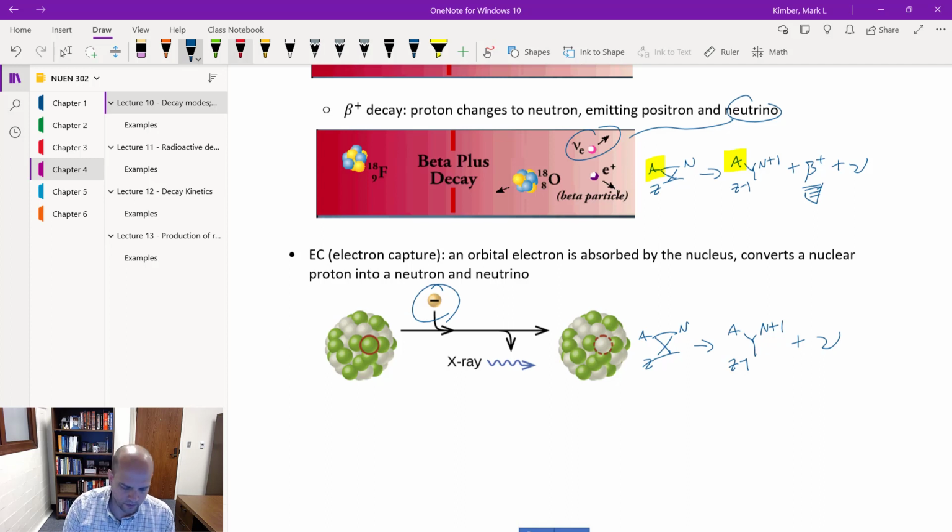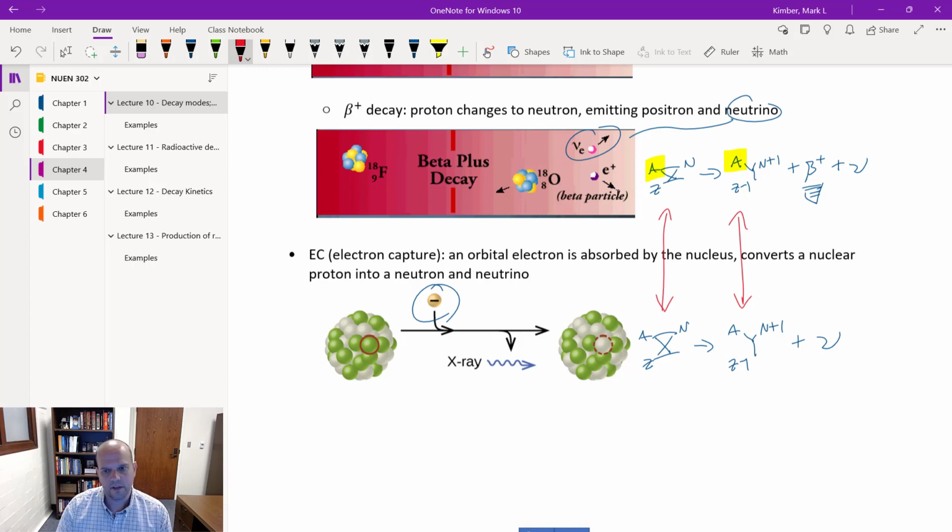And so it's important to recognize that these two are the same. My parent is the same and my daughter is the same for both beta plus and electron capture. And a lot of times when you look these up in like the chart of nuclides and see what kind of decay there is, a lot of times these are listed together, the beta plus / EC. So they compete, and at the end the daughter product is the same in either case.